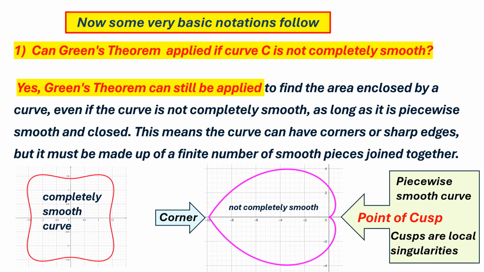Now some very basic notations follow. First, can Green's theorem be applied if curve C is not completely smooth? Yes, Green's theorem can still be applied to find the area enclosed by a curve, even if the curve is not completely smooth, as long as it is piecewise smooth and closed. This means the curve can have corners or sharp edges, but it must be made up of a finite number of smooth pieces joined together.